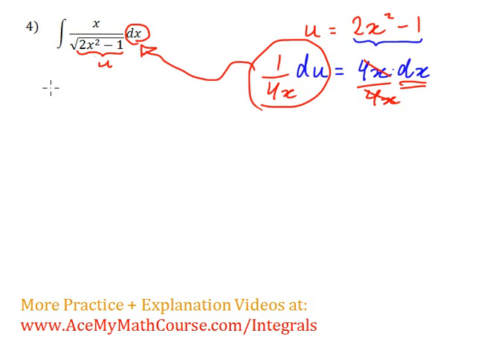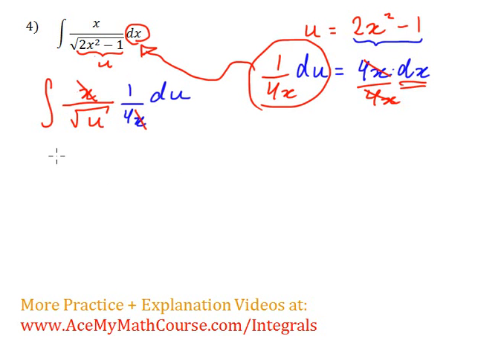So I have the integral, and now I have x over the square root of u basically, right? I just replaced 2x squared minus 1 for u. And over here, the dx is just 1 over 4x du. And why did I do this? Because now I can cancel out these x's. Look at that. They're gone.